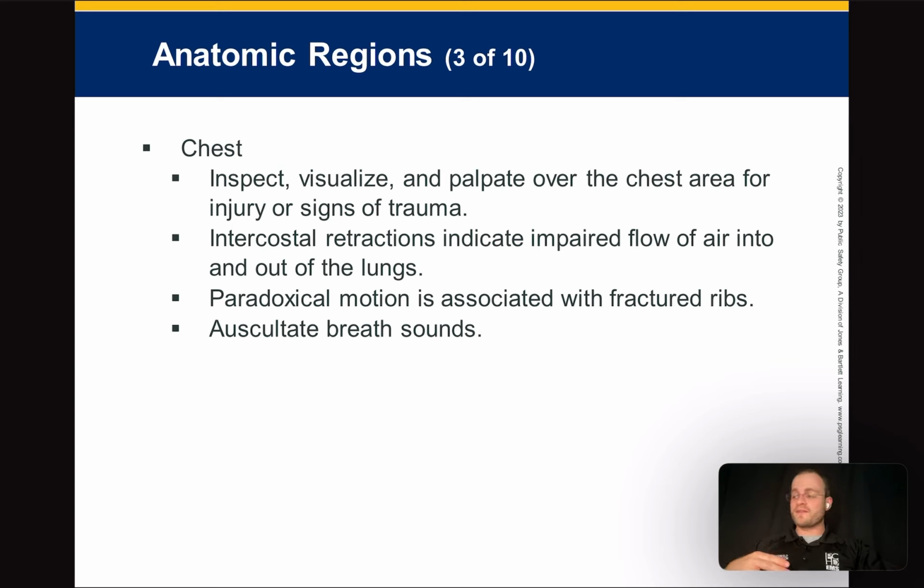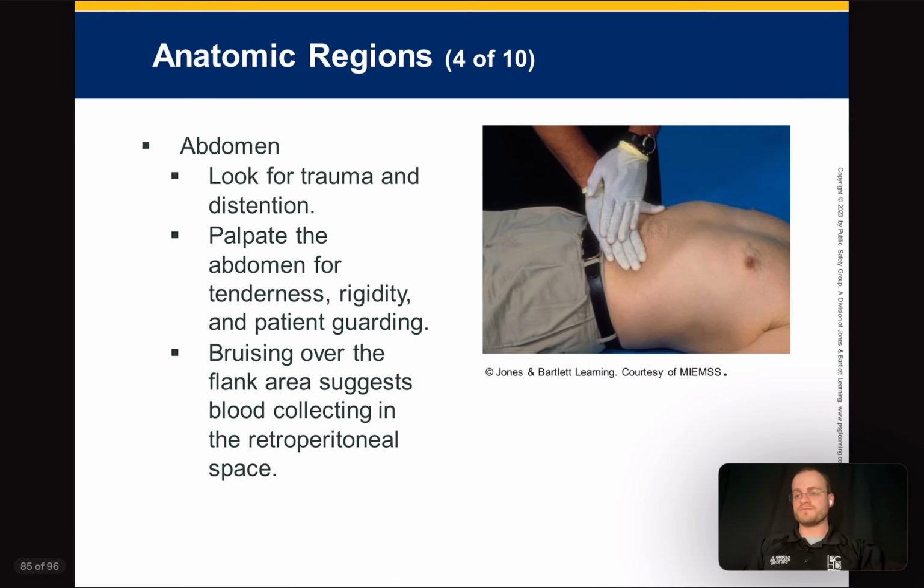Okay, paradoxical motion with fractured ribs. This is when you have a flail segment, where you break two or more ribs in two or more places. And so when the patient breathes in and out, you could have paradoxical motion, a paradox meaning opposite. It's where the chest is moving in the opposite direction it's supposed to move, okay? And we auscultate. Auscultate is the fancy word for listen to breath sounds, okay?